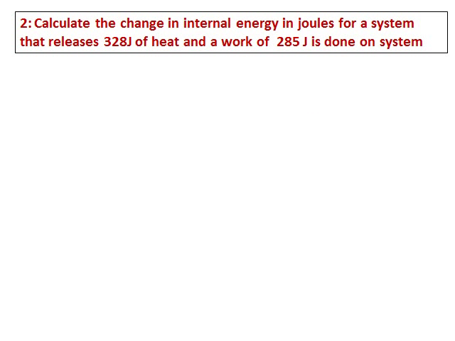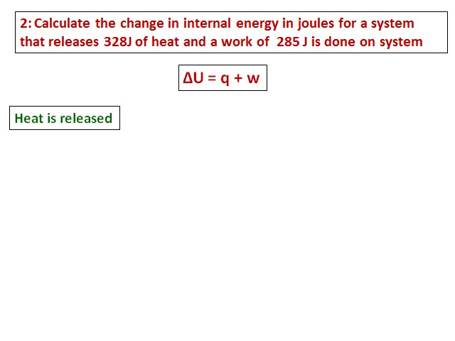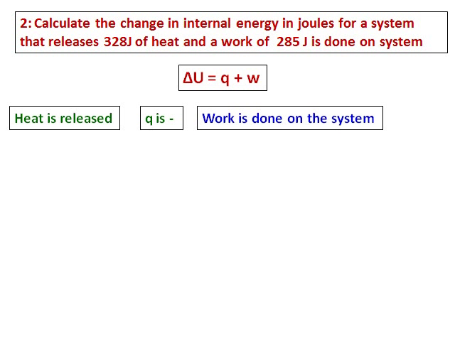Calculate the change in internal energy in joules for a system that releases 325 joules of heat and a work of 285 joules is done on the system. These words are important. So use the same equation, delta U equals Q plus W. They say heat is released and hence Q will be negative.